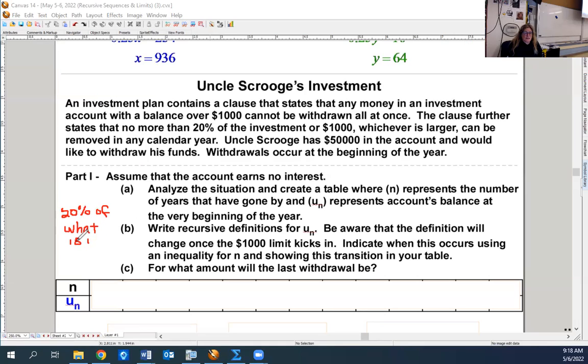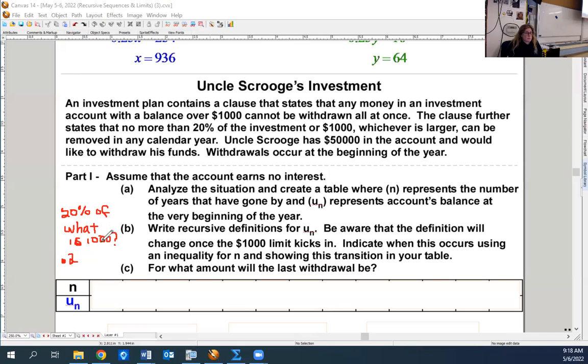Oops, sorry, that doesn't look like is. Okay, guys, how do I set that up mathematically? How do I write that as an equation? 20% is 0.2. You guys, what's of?